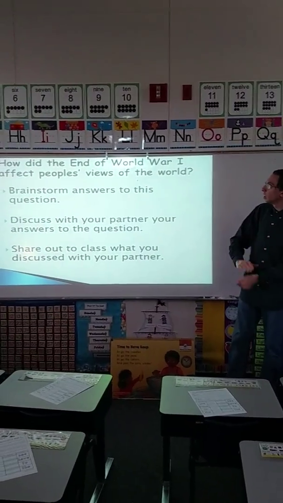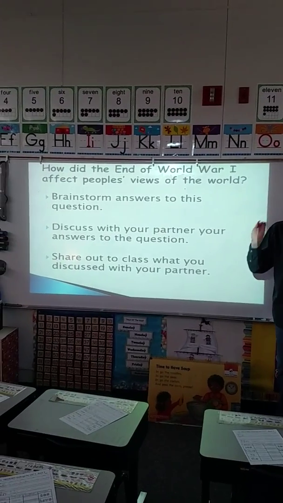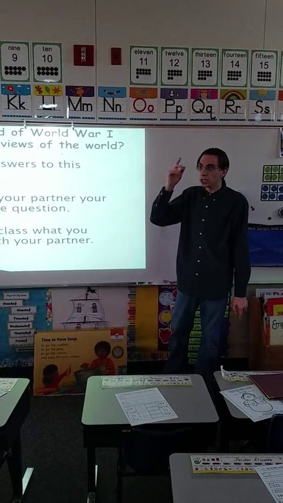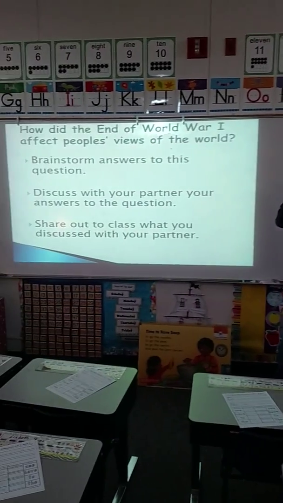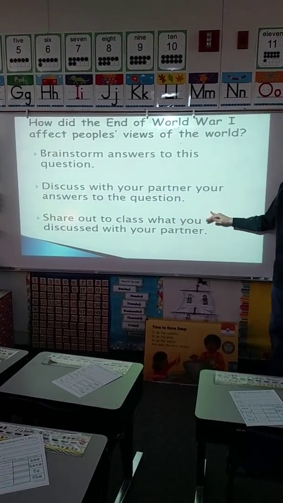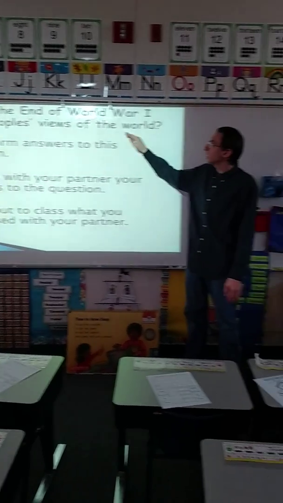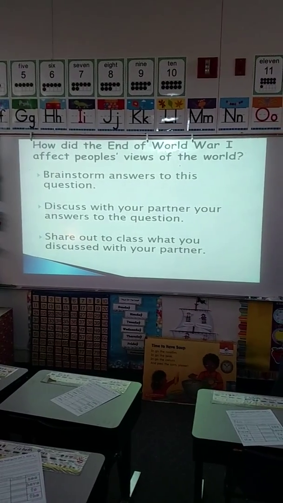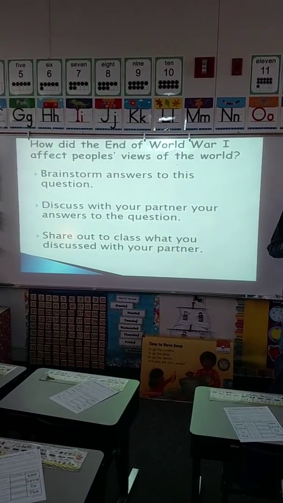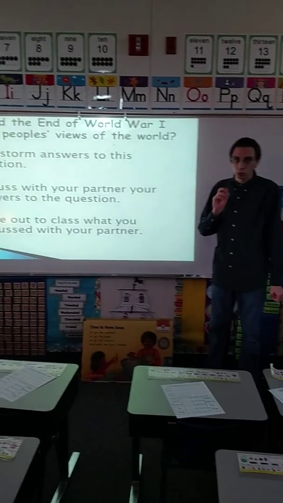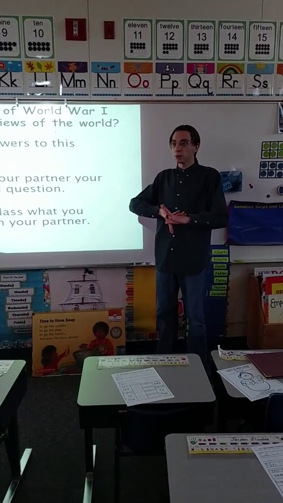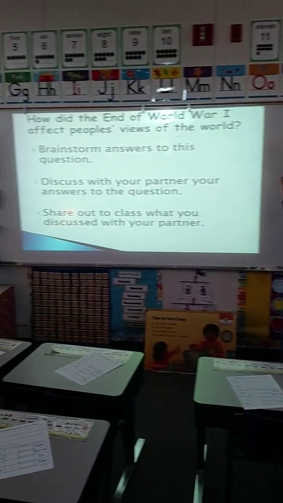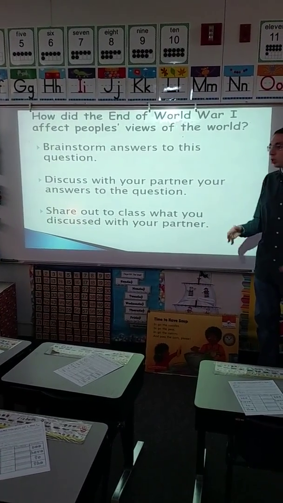So on to what we're going to be doing starting today. Today, you are going to be put into your usual pairs. You know who those are. Before you start talking, I want you to brainstorm. I want you to think up ideas, right? Then you will discuss with your partner how to answer this question. The question you're going to be answering is, how did the end of World War I affect people's view of the world? Not just people's view of the war, but of the world as a whole. And finally, after you're done discussing with your partner, you are going to share out what you discussed as the answer.